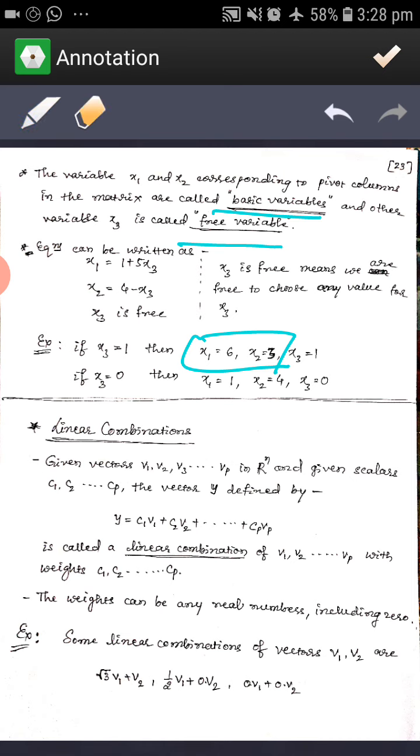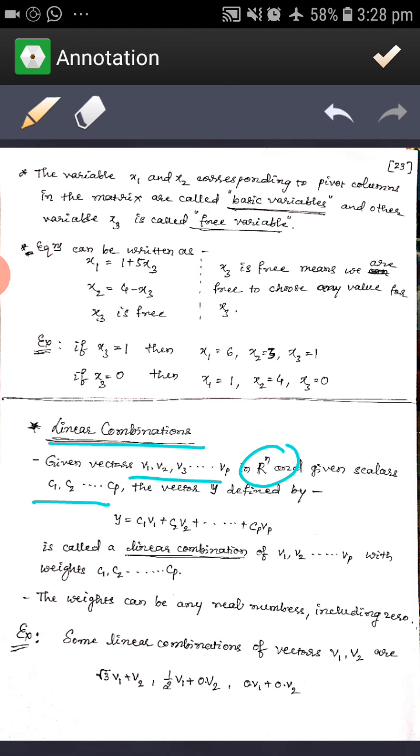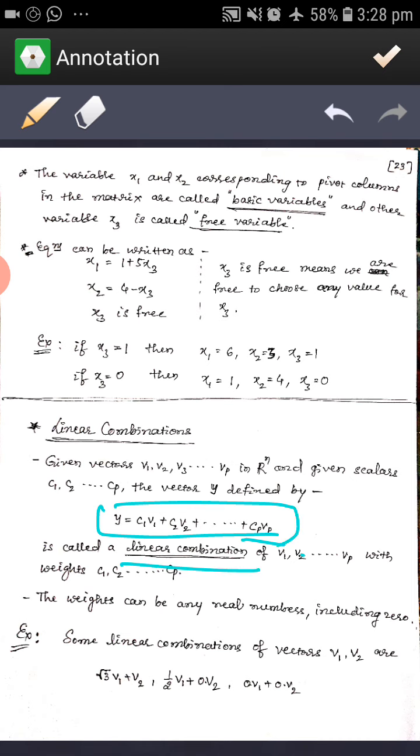The next topic we'll talk about is linear combinations. If there are vectors v1, v2, up to vp in R^n space, and scalars c1 to cp, then the vector y is defined as y is equal to c1 v1 plus c2 v2 plus c3 v3, and so on up to cp vp. This combination we call a linear combination.